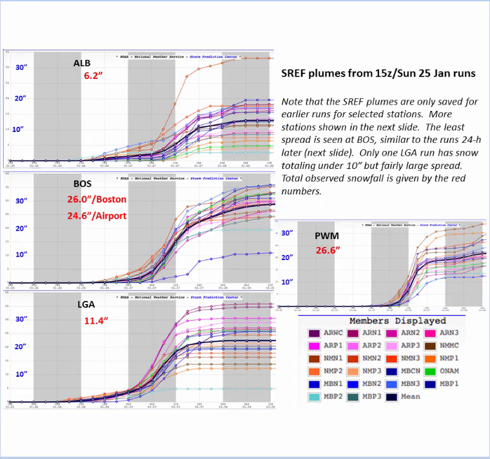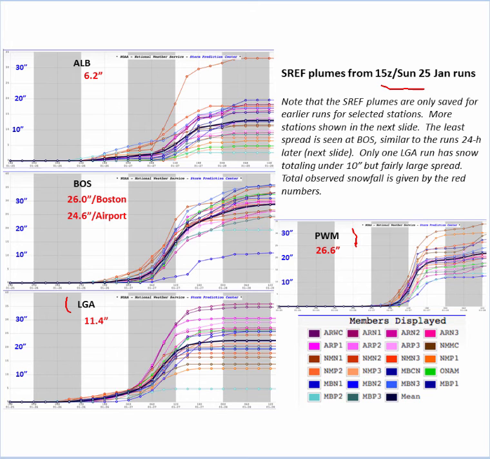So here's another way to look at some of the uncertainty we just saw in those model forecasts, and that's with the SREF model. These are plumes from the runs on Sunday the 25th, 15Z. We have Albany, Boston, LaGuardia, and then Portland, Maine. The red numbers show what actually fell, and the plumes show what was forecast.